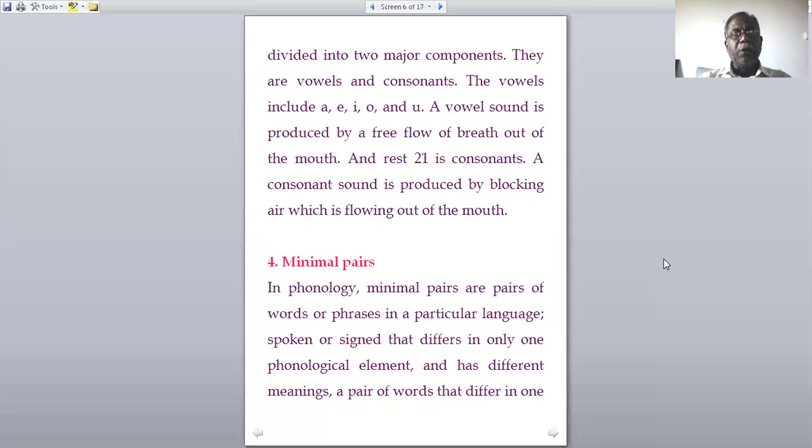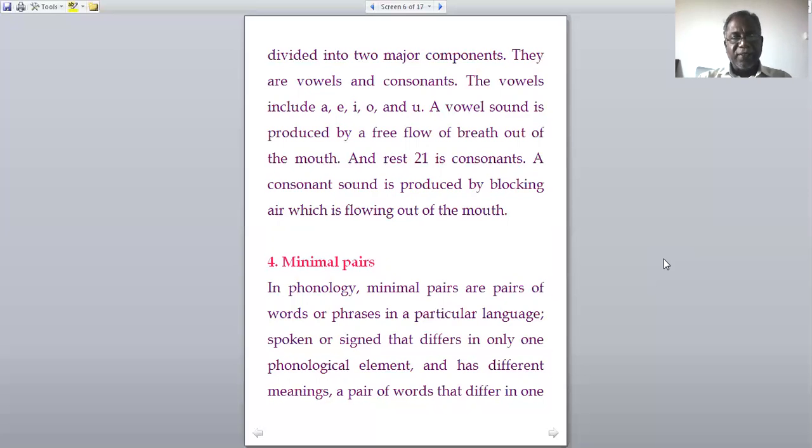Now, we shall see minimal pairs. In phonology, phonology is nothing but the science of sounds, minimal pairs are pairs of words or phrases in a particular language, spoken or signed, that differ in only one phonological element and have different meanings. Pair means two. It seems the same pronunciation, but spelling also sometimes varies. Same spelling, different meaning. Different spelling, same sound. That we will see. Then only you will understand.